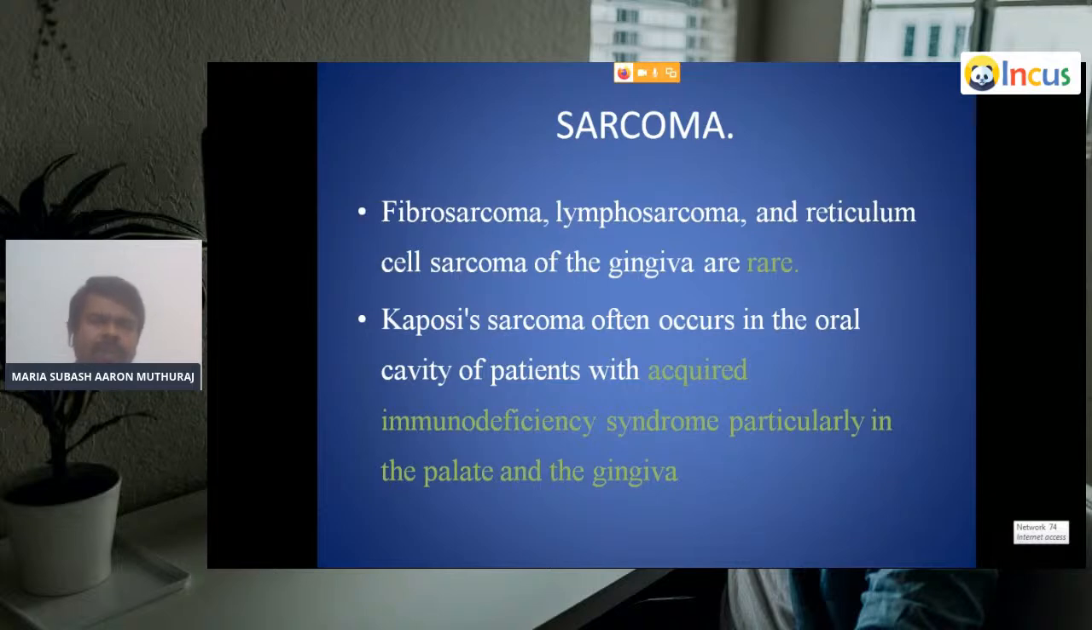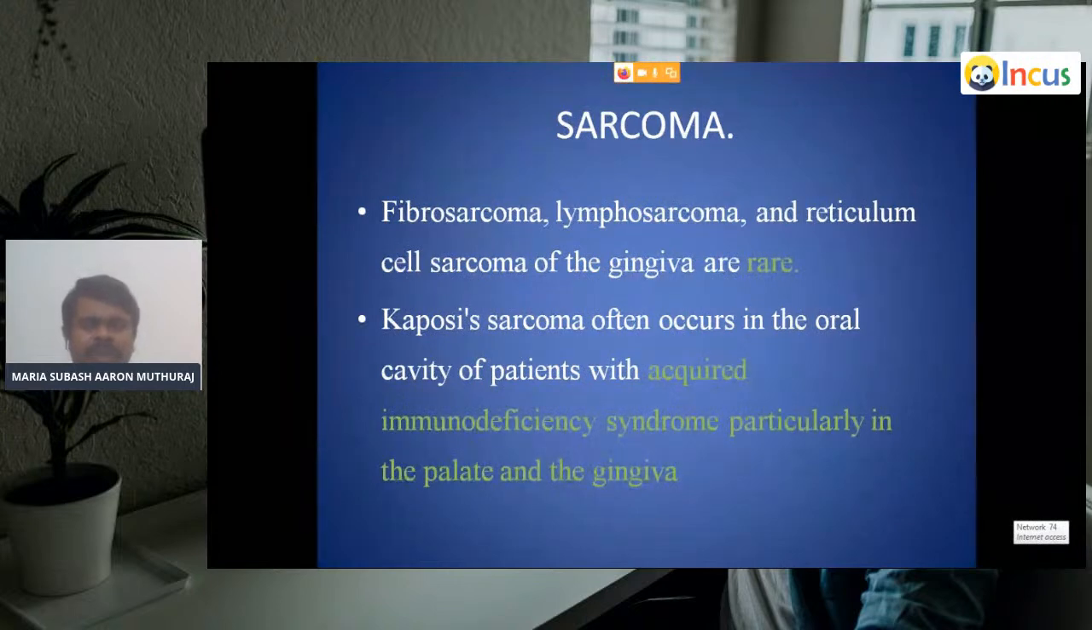Therefore, in descending order, squamous cell carcinoma is the most common malignant tumor of the gingiva, followed by malignant melanoma, followed by sarcoma. Kaposi sarcoma is a type of sarcoma. It usually occurs in patients with acquired immune deficiency syndrome, that is, AIDS.